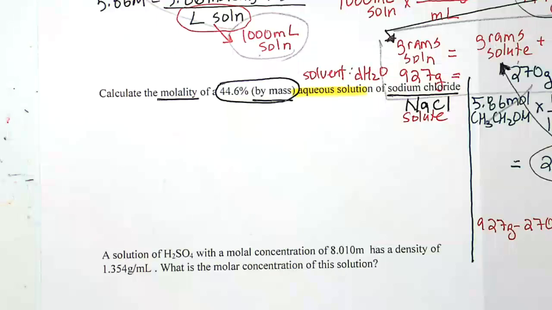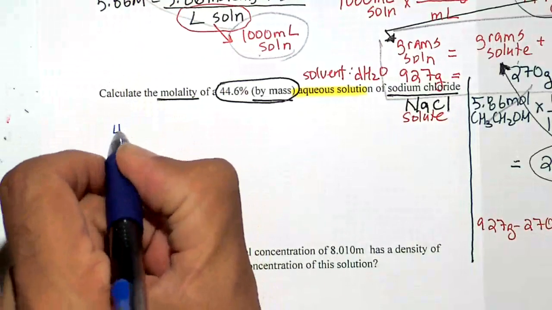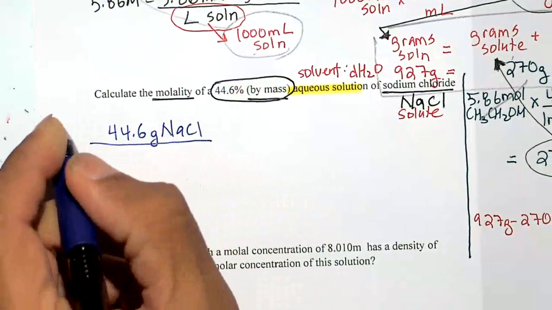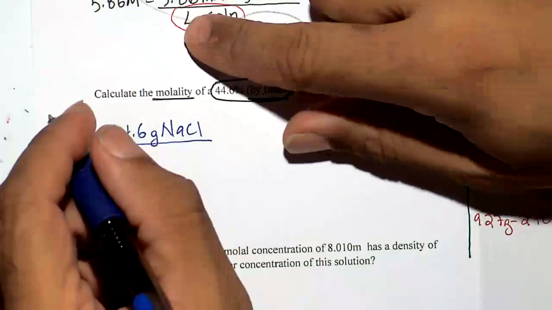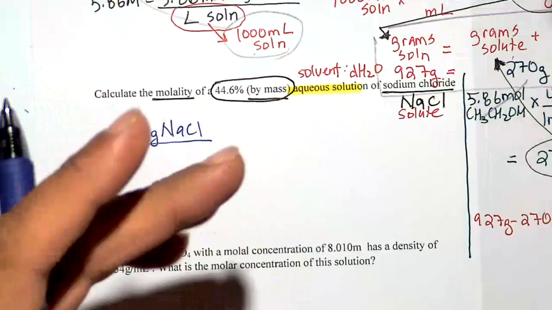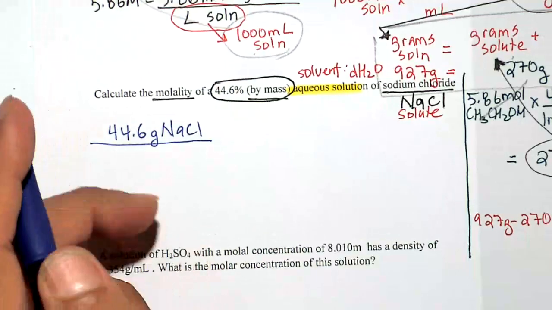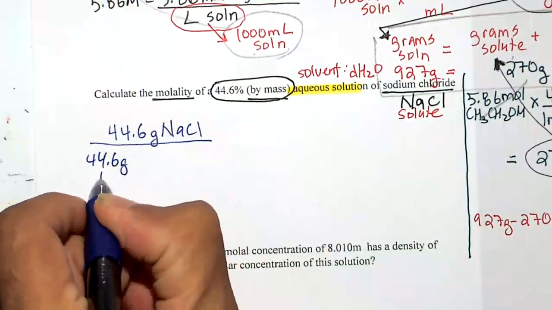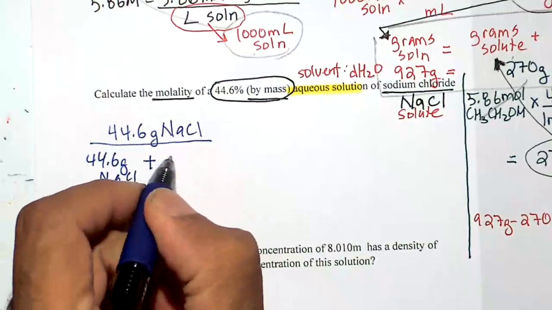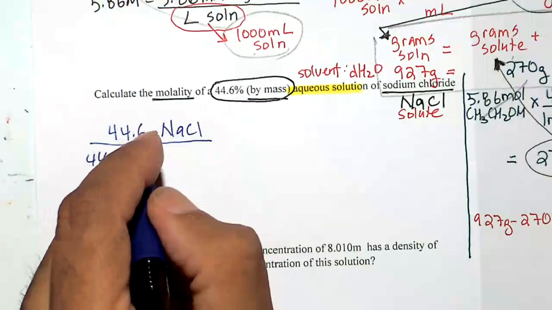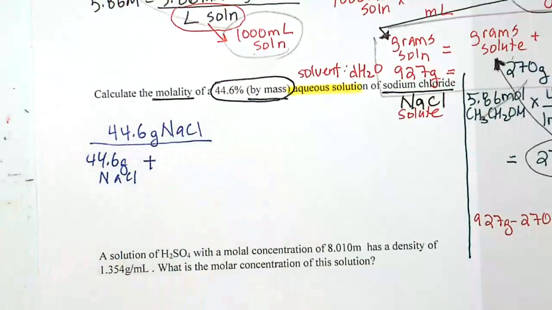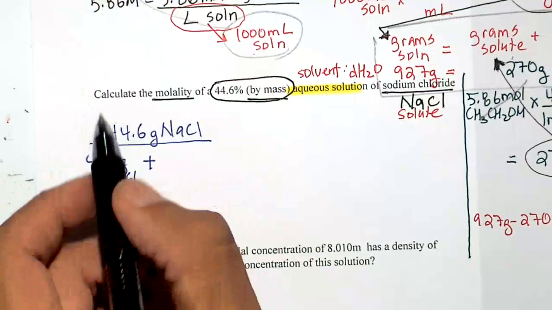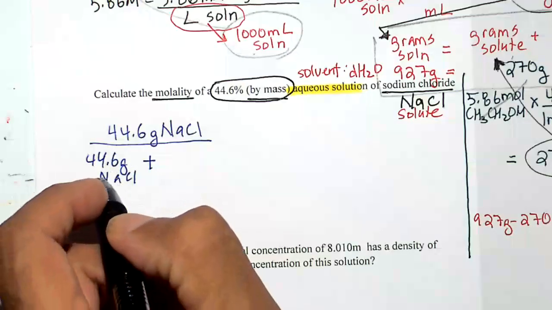It means we have 44.6 grams of NaCl. It's a percentage, and a percentage is part over whole. So the part is the solute, and in the denominator we put the whole thing. What does this whole thing contain? It contains the solute, 44.6 grams NaCl, and it contains the solvent, water. But how much water will it have? Usually it's by 100, right? 100%. So 44.6 parts NaCl.